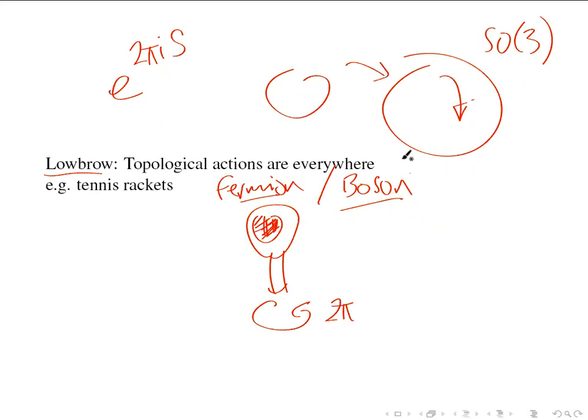There's a term in the action written on the target manifold which gives you -1 when you rotate by 2π. Yeah. Right? And your question is actually interesting because I think it gets to the heart of what a lot of this talk will be about.